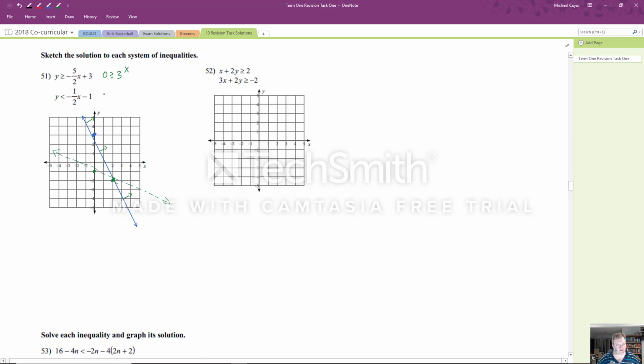Let's try the second one. 0 less than, that term's going to be 0, negative 1. Is 0 less than negative 1? No. So again, I want the side that the origin is not on. So the origin's above the line there. So I want to make sure I've always got this area below the line.